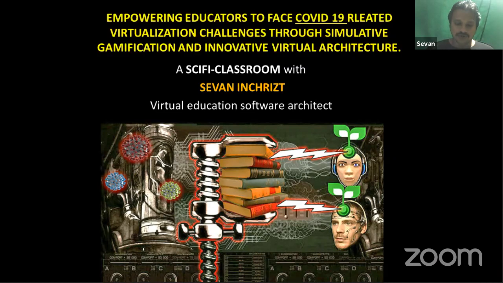So you can see the screen. This image here represents an art that I created that visually communicates the need for a science fiction-like educational system, or science fiction-like solutions in the field of education. It has a bunch of books being compressed by zip-like software and planted as seeds into the minds of two people on the right side. On the left side, there's a lady who is stuck, which represents the lockdown scenario, with COVID keeping her there.